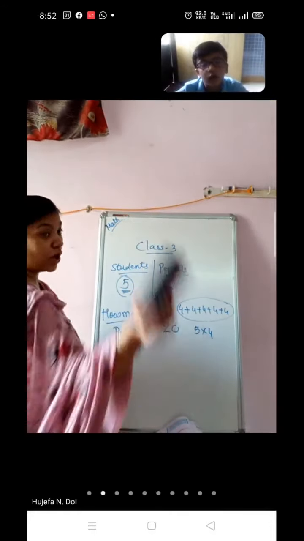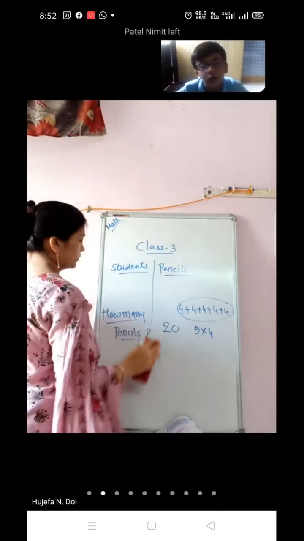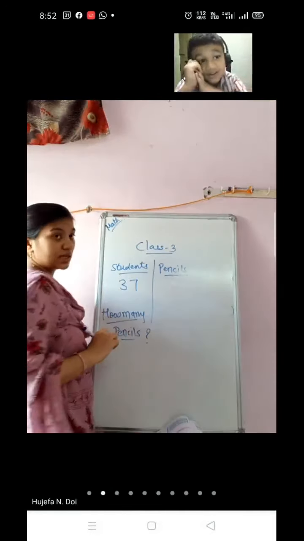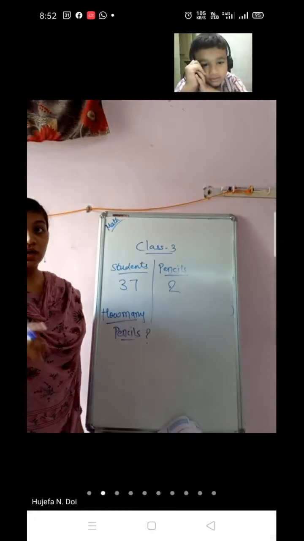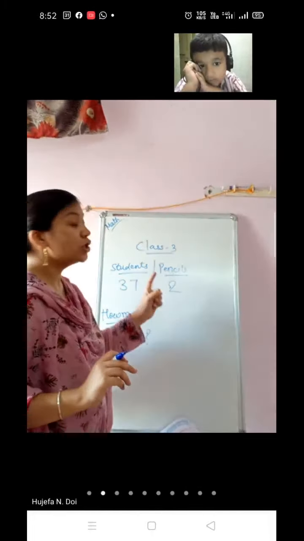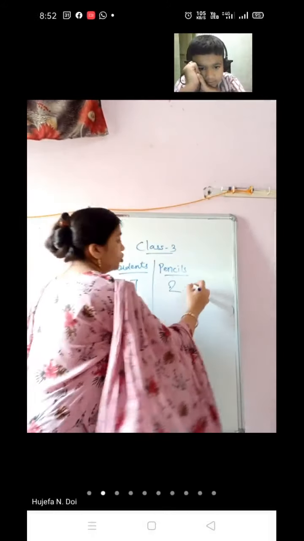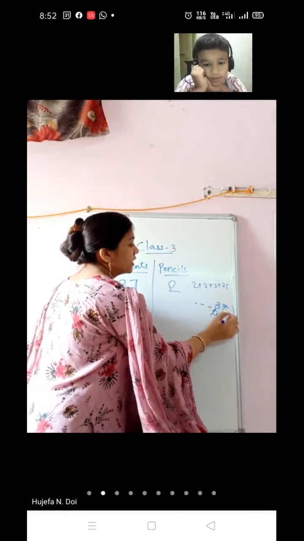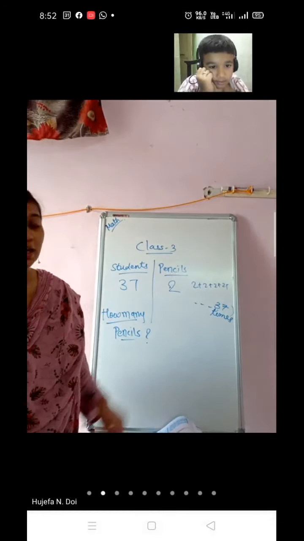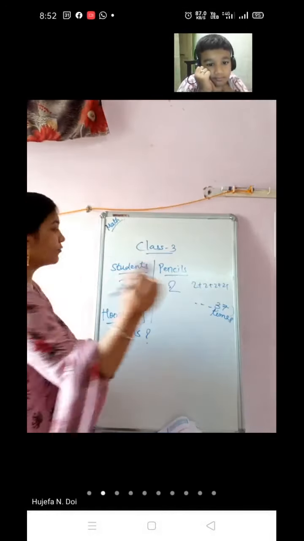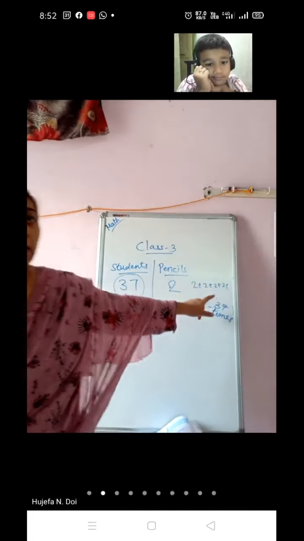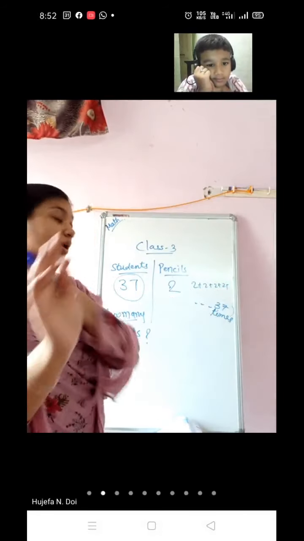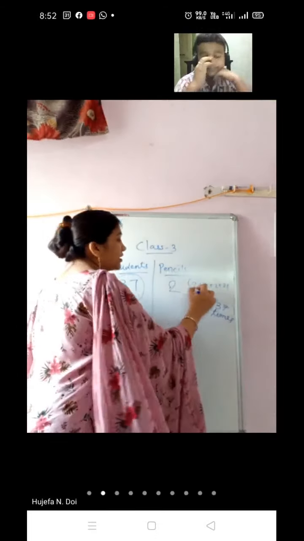As per the earlier example, 37 students are there. Each student I gave two pencils. Now what do I have to do? I have to add 2 thirty-seven times. 2 plus 2 plus 2 plus 2, 37 times. But that is too long. That's why for larger numbers, we cannot repeat the addition. For that purpose, we use multiplication. Remember, multiplication is nothing but a repetition of addition.